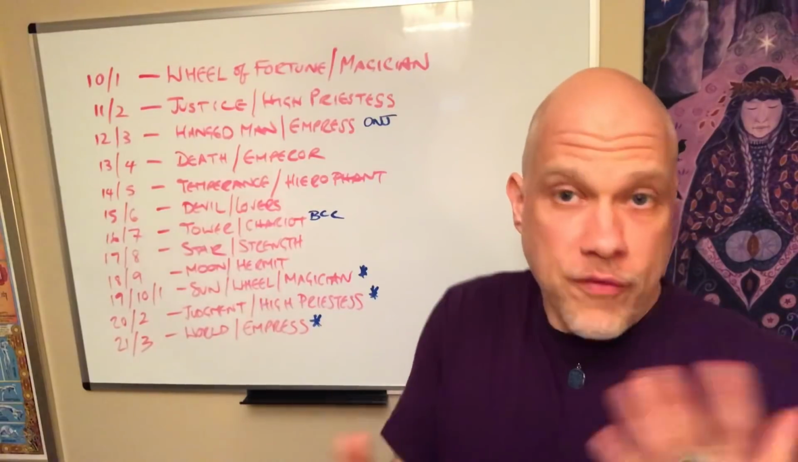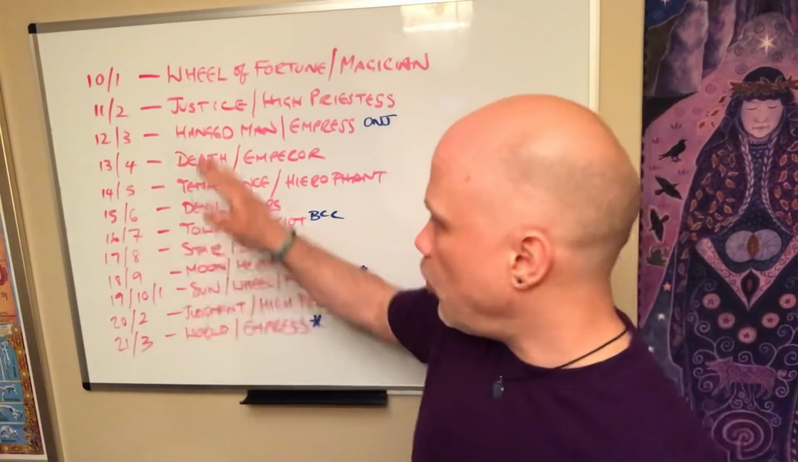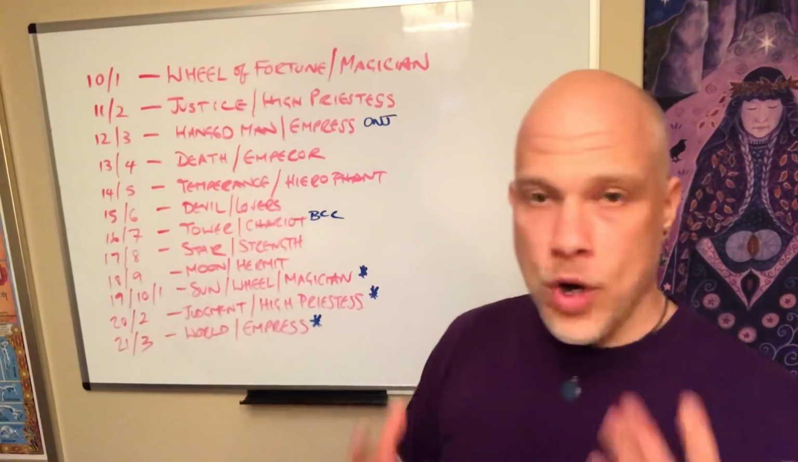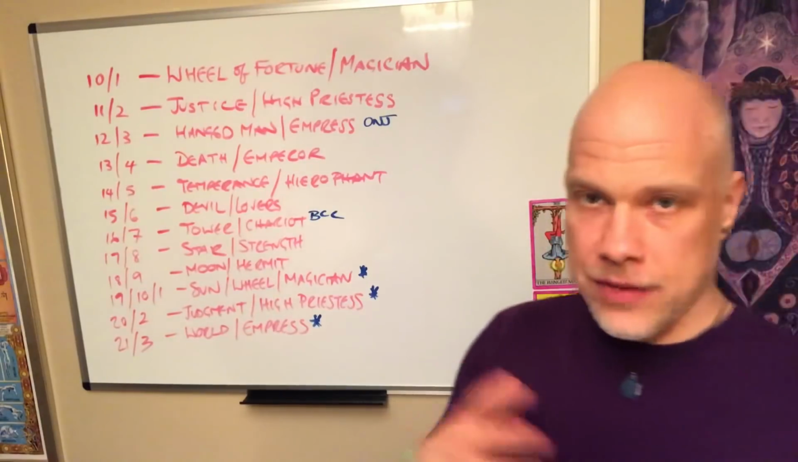And although there are obvious similarities because you've got the Empress in both, there are also some differences because in one there's a Hanged Man and in the other there's the World, and they have different symbolic meanings. So you are dealing with different sets of symbols.